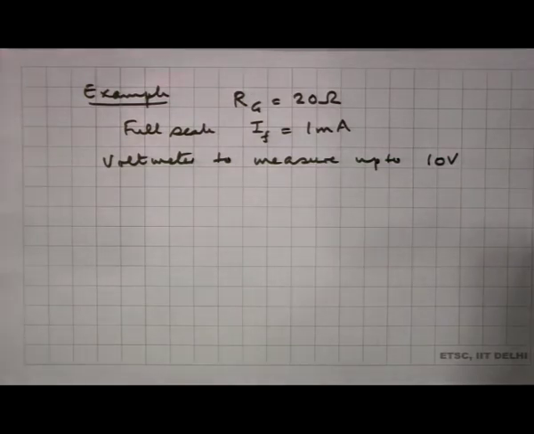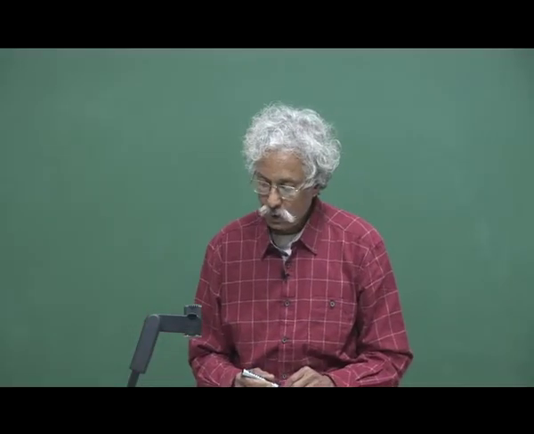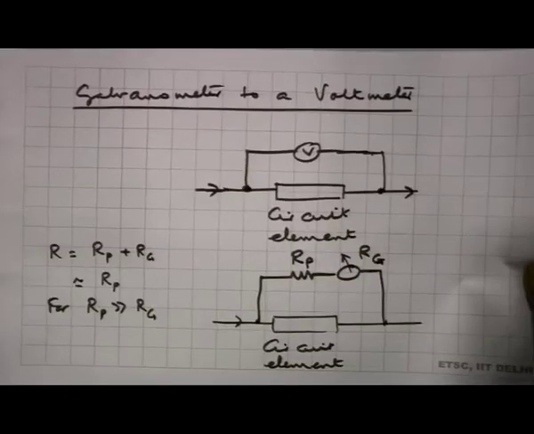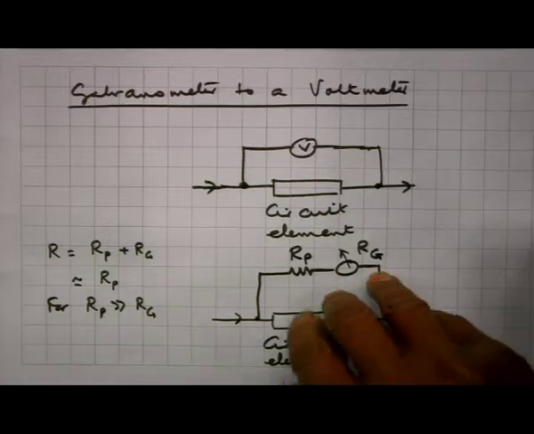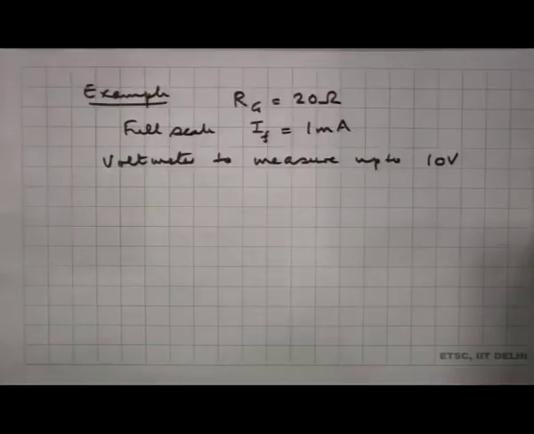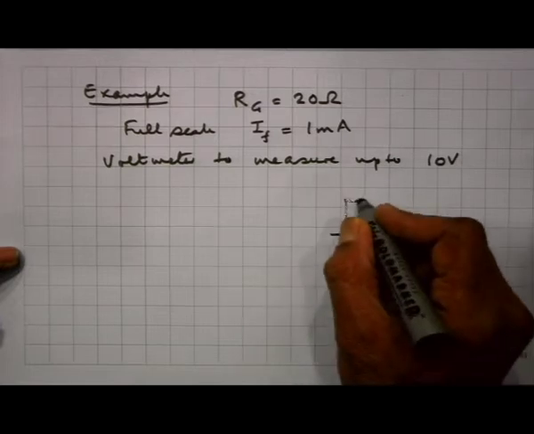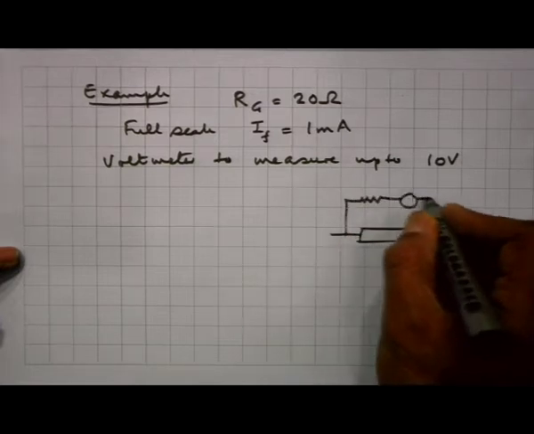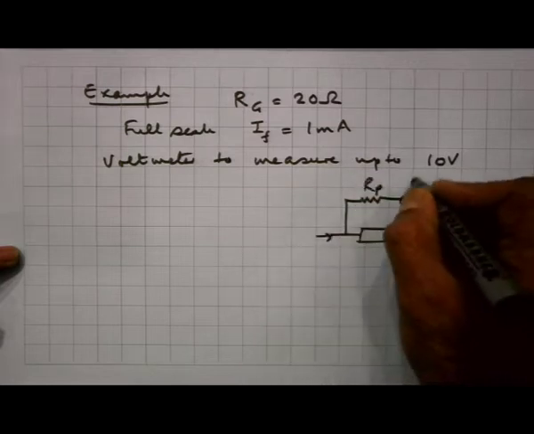So, I want to be able to convert a galvanometer into a voltmeter, which will be able to measure potential differences of up to 10 volts. So, here is my circuit. Let me draw the circuit again here. This is the current element, Rp, Rg.